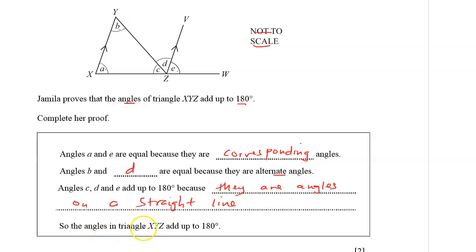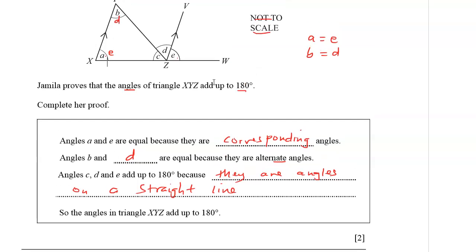So the angles in triangle XYZ add up to 180. Because you have said that A is equal to E, B is equal to D, and therefore if this is B, if this is D, and this is E, then we know that E plus C plus D is equal to 180 because they are angles on a straight line. Therefore, these same angles are the same angles in the triangle in here. And therefore, Jamila is correct, and we have completed the proof of what Jamila is saying.